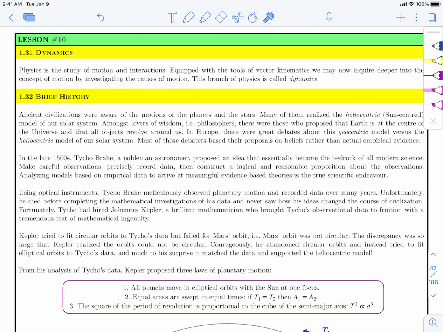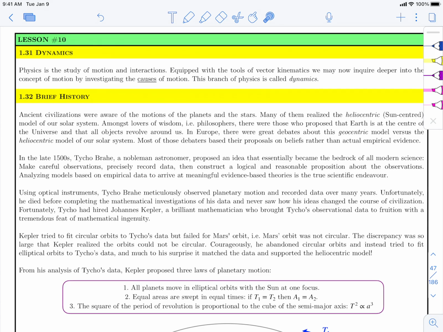As a brief history, ancient civilizations were aware of the motions of the planets and the stars. Many of them realized a heliocentric, sun-centered model of our solar system. Amongst lovers of wisdom, i.e. philosophers, there were those who proposed that Earth is at the center of the universe and that all objects revolved around us. In Europe, there were great debates about this geocentric model versus the heliocentric model of our solar system.